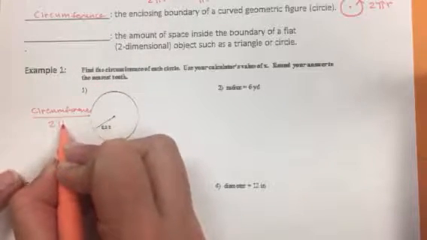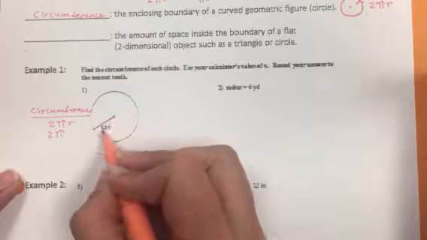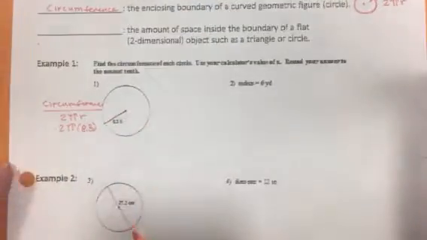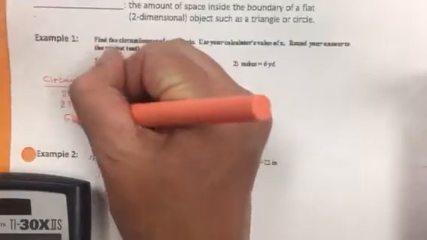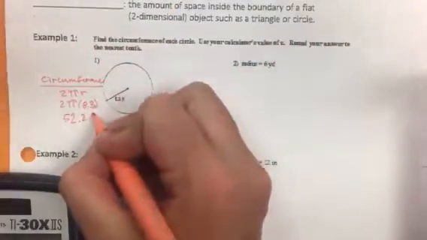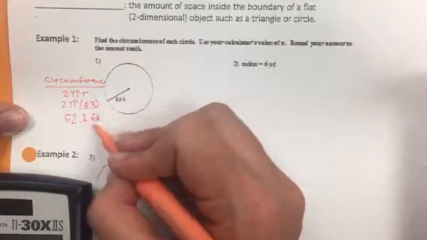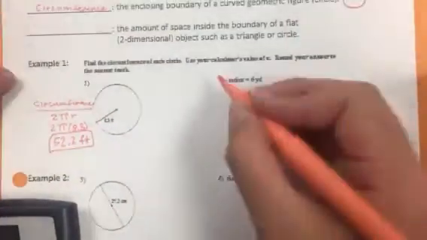So first, circumference is 2 pi r. The radius in this circle is 8.3. I enter it in, and I get 2 pi times 8.3 equals 52.2 feet. Now, because it's just a distance around the circle, it's just feet. I don't need to square anything. All right, let's try it again.